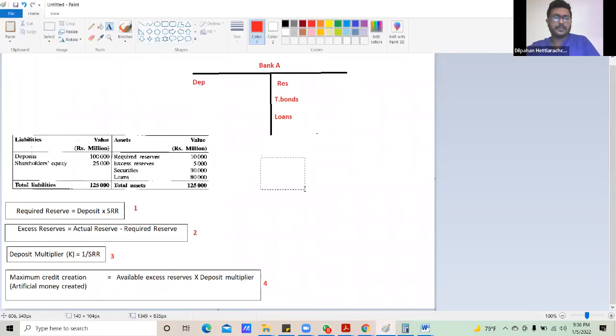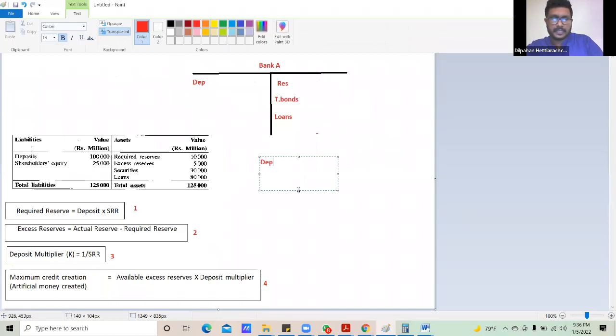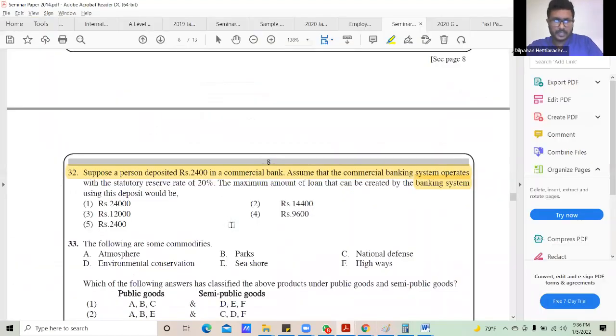Right. So first of all, what you have to do is calculate the deposit multiplier. What's the deposit multiplier? 1 divided by SRR. SRR, how much in that calculation? 20%.